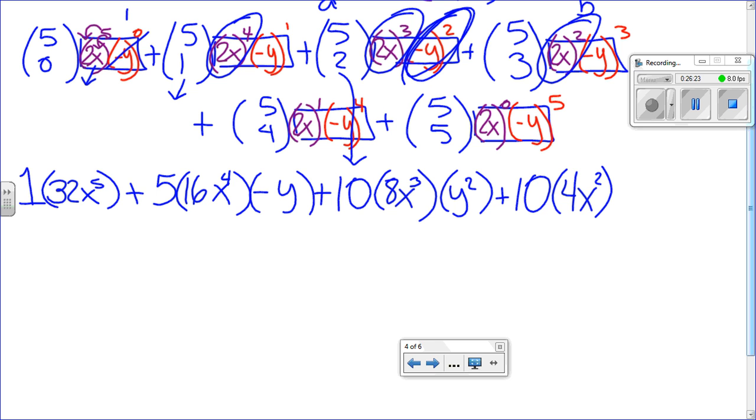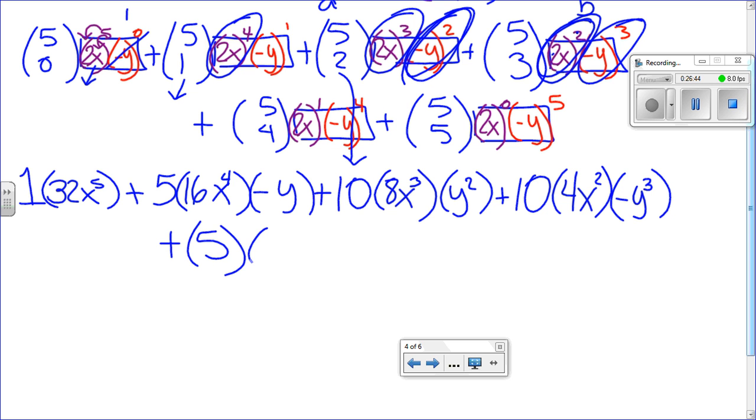So for 2x squared, it is the 2 squared is 4 and then x squared. And then for this one, negative y to the third power, is it going to be positive or negative? Negative. But now we put the power inside. Then for 5 choose 4, that is a 5 for the coefficient. And then we have 2x. And then for this negative y to the fourth power, it's an even power, so it's going to be positive. Positive y to the fourth.